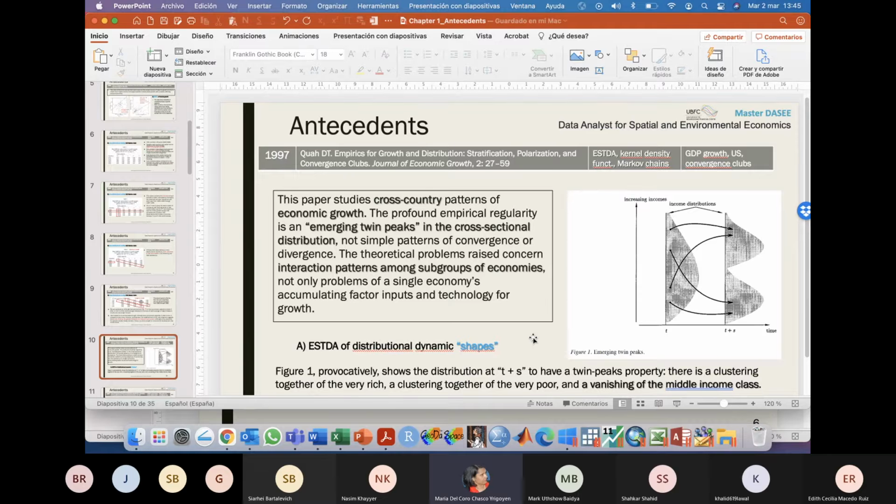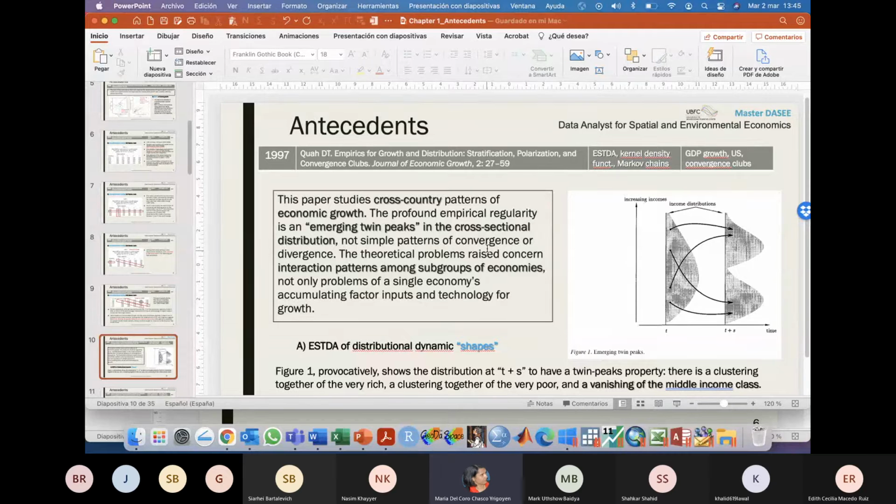Well, this paper also studies the cross-country patterns of economic growth. It is like a continuation of the other paper. In this case, he found a profound empirical regularity of emerging twin peaks. So the main idea here is these twin peaks that are depicted here. It's like a theoretical representation of distributions. So we have these twin peaks in the cross-sectional distribution of per capita income.